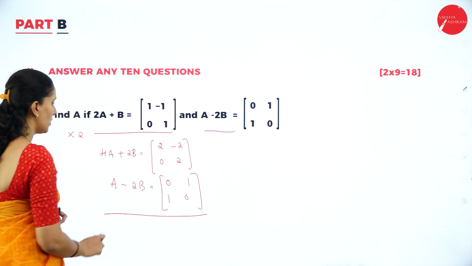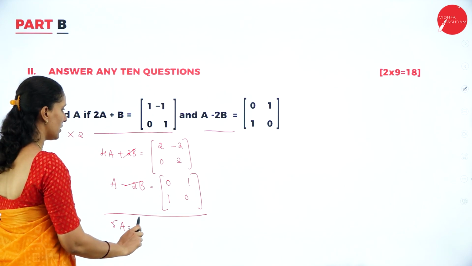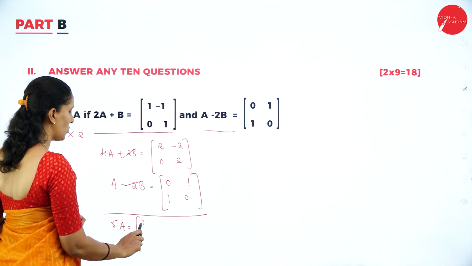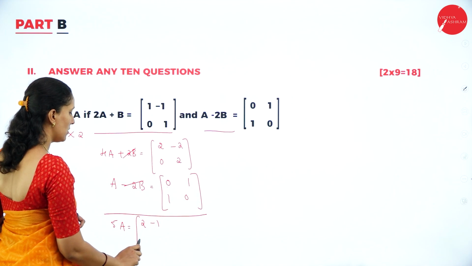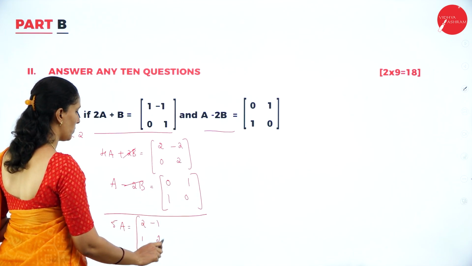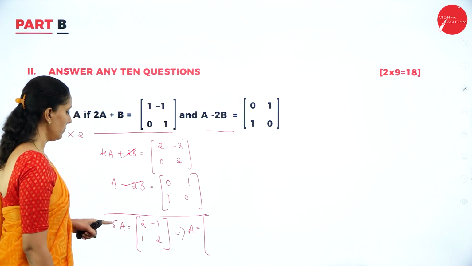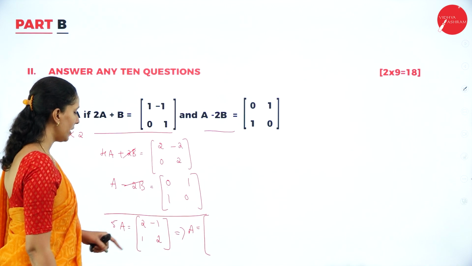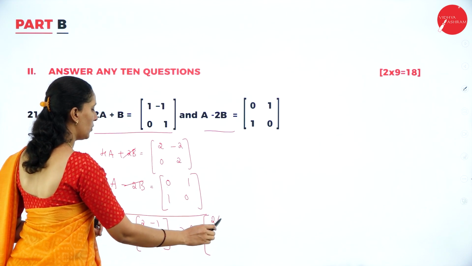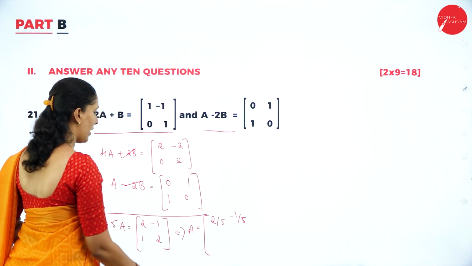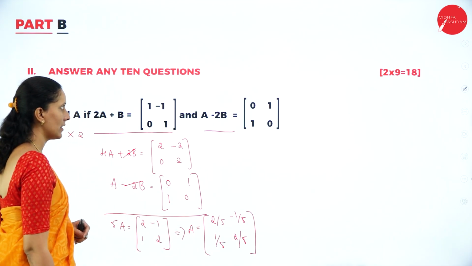Let's add it. So plus 2B and minus 2B get cancelled. So we have 5A is equal to 2 plus 0 is 2, minus 2 plus 1 is minus 1, 0 plus 1 is 1 and 2 plus 0 is 2. So this implies A is equal to, so the scalar quantity has to be shifted, so it will become 1 by 5, which can be written as 2 by 5, minus 1 by 5, 1 by 5, 2 by 5. So this is the matrix A.